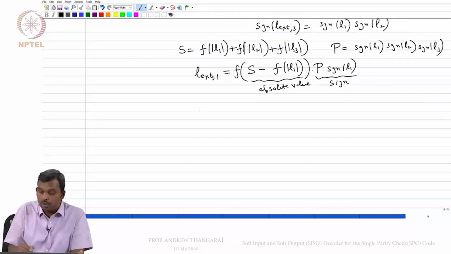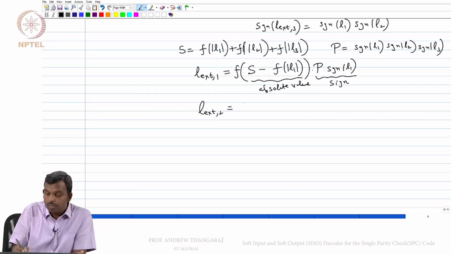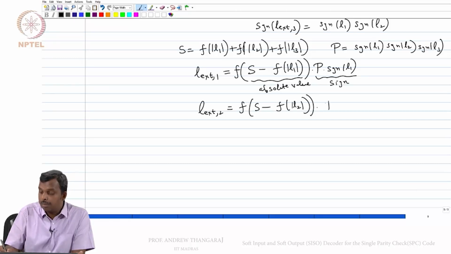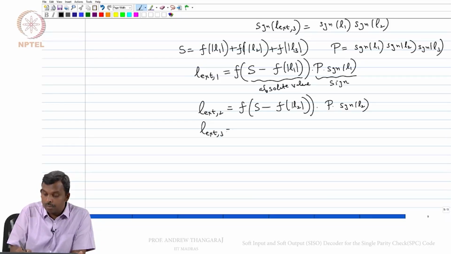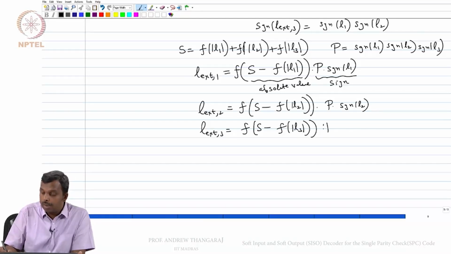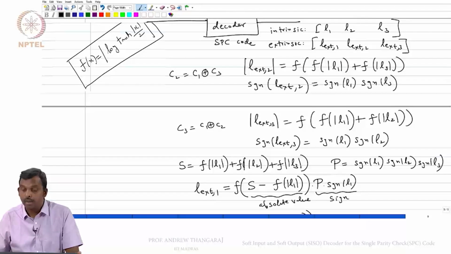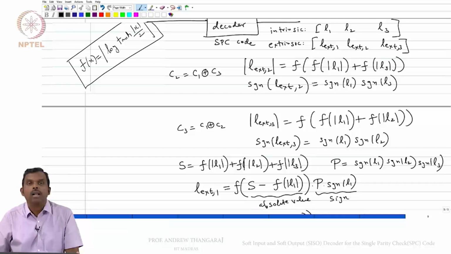Likewise, you can also find Lx2, which is f of S minus f of L2 times P times sign of L2, and Lx3 is f of S minus f of L3 times P times sign of L3. So, these are the 3 extrinsic LLRs, and once you find them, you can simply add them to the intrinsic LLR and you will get the total output LLR. This is the derivation of the SISO decoder for the single parity check code.